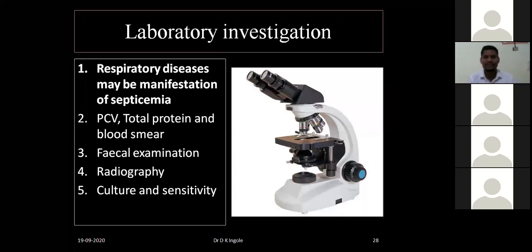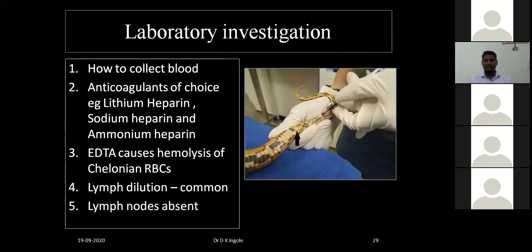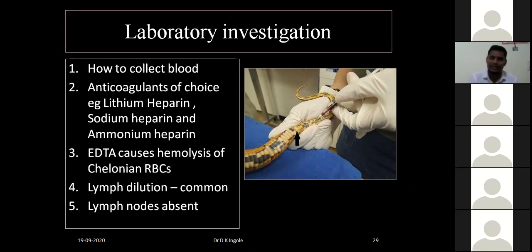So this is the thing, but how to collect blood? While doing this laboratory investigation, how to collect the blood in reptiles, snakes or any kind of animal? So the first thing is which anticoagulant should be used in reptiles. Most of the time we know only EDTA, but in case of reptiles, preferably in chelonians, EDTA will cause hemolysis of the RBCs. So that is not a suitable choice of anticoagulant. A better way is to go for lithium heparin, sodium heparin, and ammonium heparin. These are the anticoagulants of choice in reptiles.